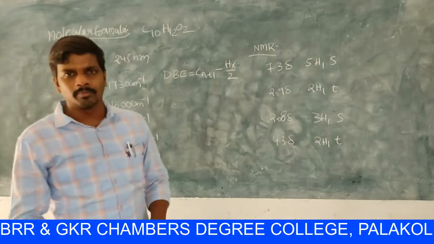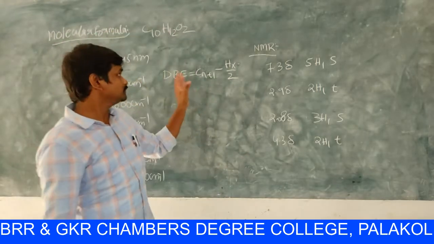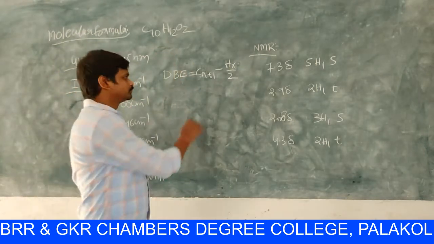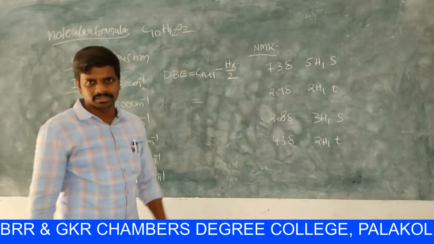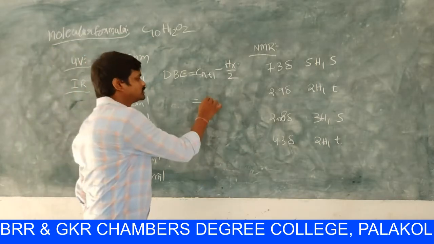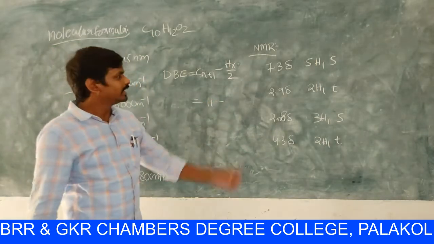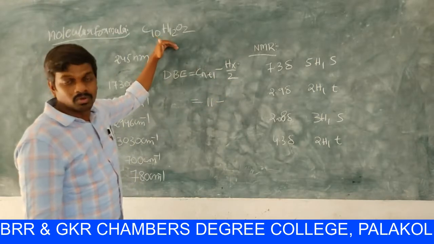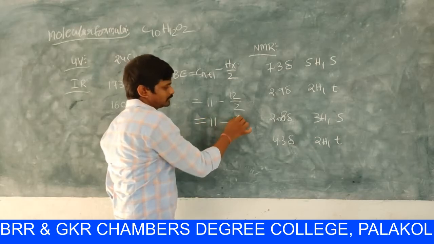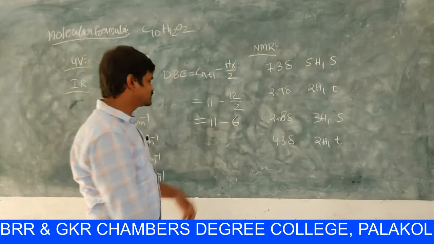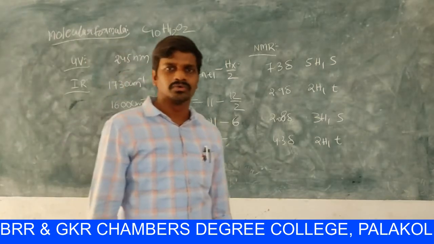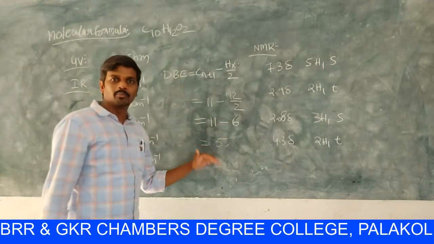Now we can calculate double bond equivalence by using the formula. The molecular formula is C10H12O2. Here Cn plus 1 means number of carbons plus 1. In the molecular formula we have 10 carbons, so Cn plus 1 means 11. And Hx by 2: we have 12 hydrogen atoms, so 12 by 2 is 6. So 11 minus 6 is equal to 5. So this is the double bond equivalence.